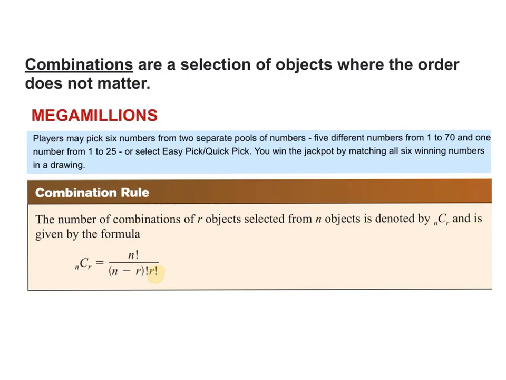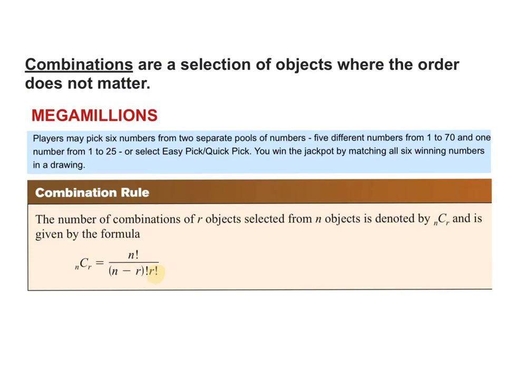So, order does not matter. For combinations, order does not matter. Okay? So this is the same idea. You have n things to choose from. You're choosing r of them. And then as a combination, what we're doing is eliminating the repeats.